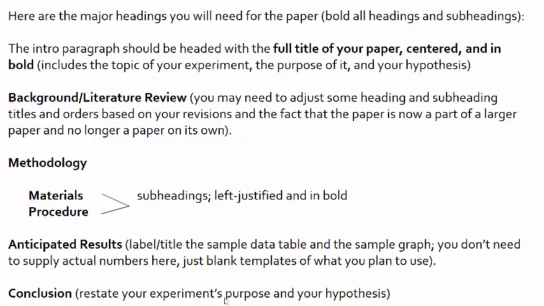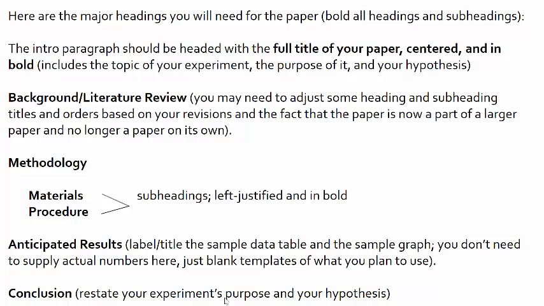Following this as a major heading, you have your background or your literature review. And you may have to adjust some of the headings and subheadings within that. You should know how to do that. Some of those major headings may now become subheadings depending. So just look over those. If you have questions about this, then see me. You should pretty much just be copying and pasting the literature review, the body of it, into the proposal paper.